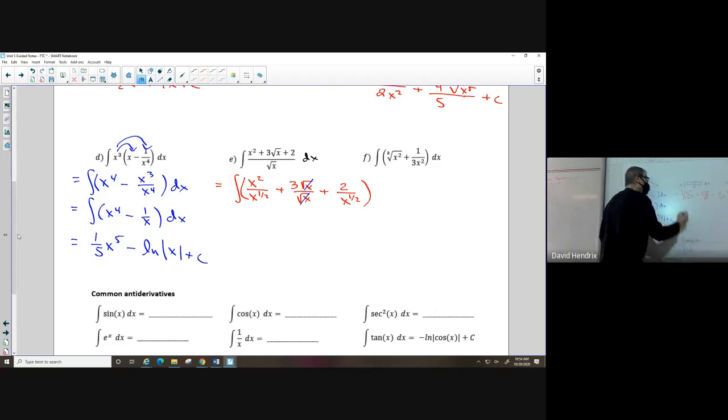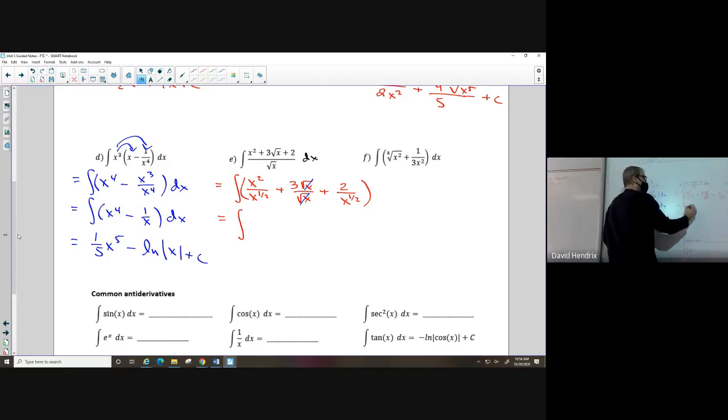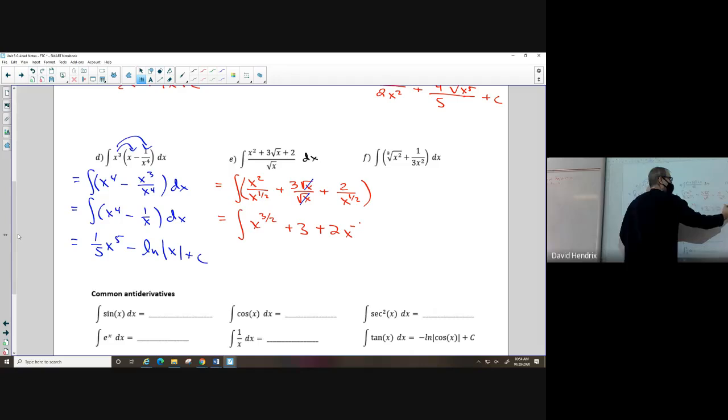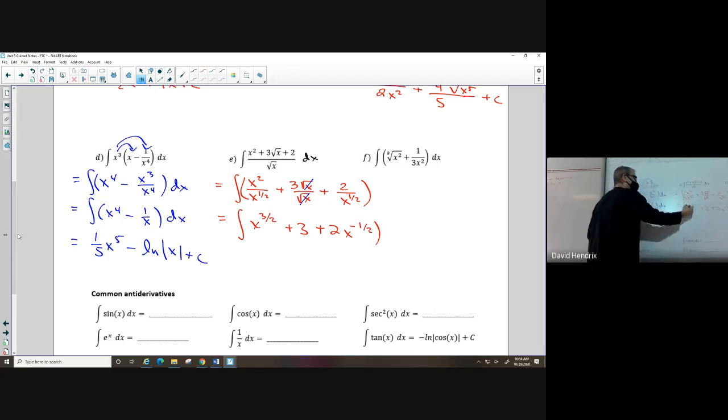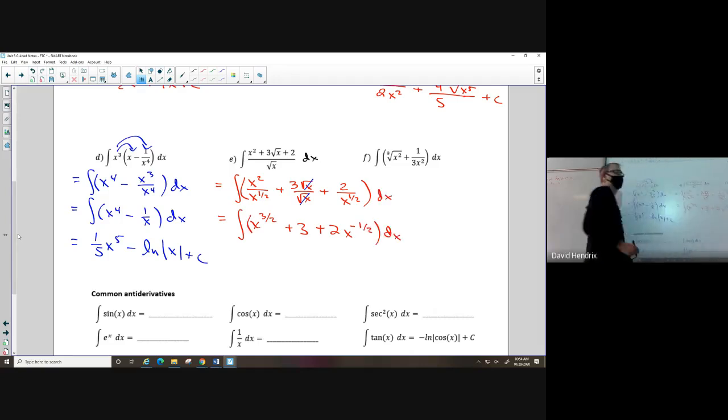And so then we need to simplify this. What happens whenever we divide, what happens to the exponents? We subtract them, right? So 2 minus 1/2 is really 3/2. So we've got to be good with our properties of exponents. Plus 3 plus 2x to the negative 1/2. We have not taken the antiderivative yet. There should really be a dx out here. Sorry about that.